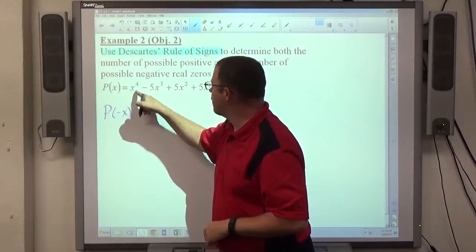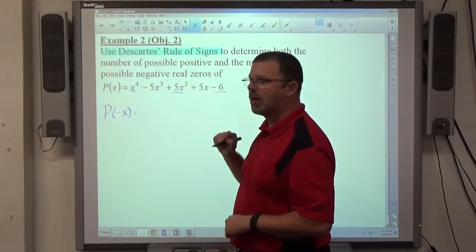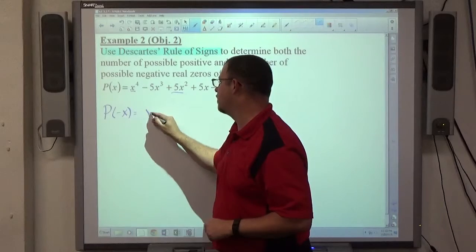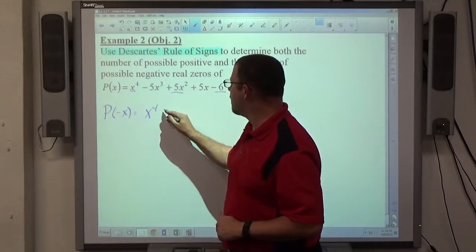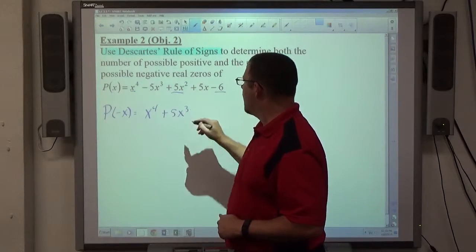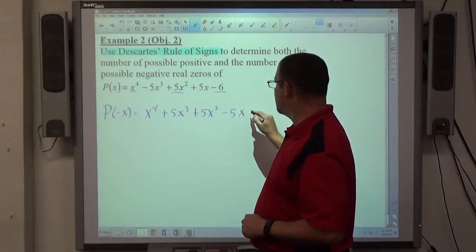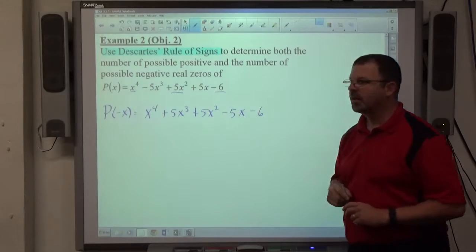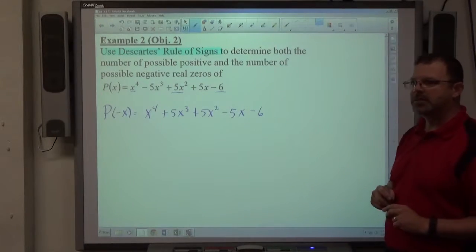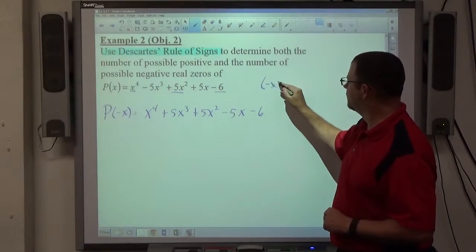And again, the even powered signs stay the same, the odd power signs change. So everything I've underlined there stays the same. So x to the 4th is still positive, 5x cubed becomes negative. x squared stays positive, 5x becomes negative. Negative 6 stays negative. There's a reason why. You just highlight that.